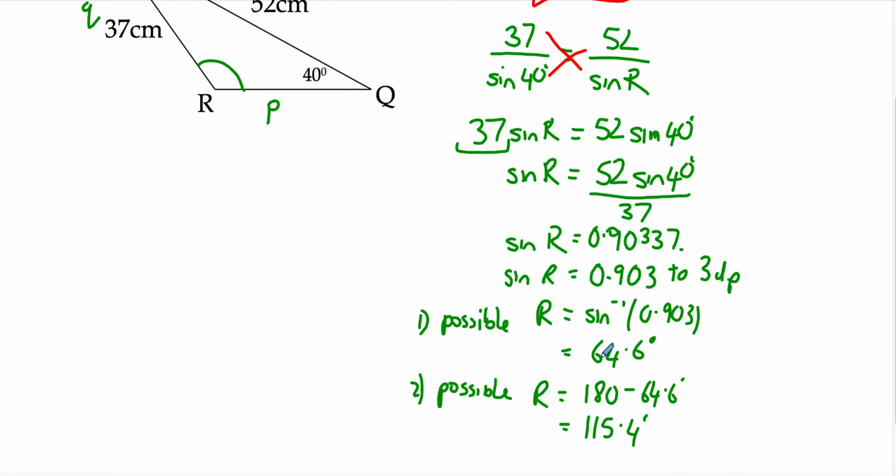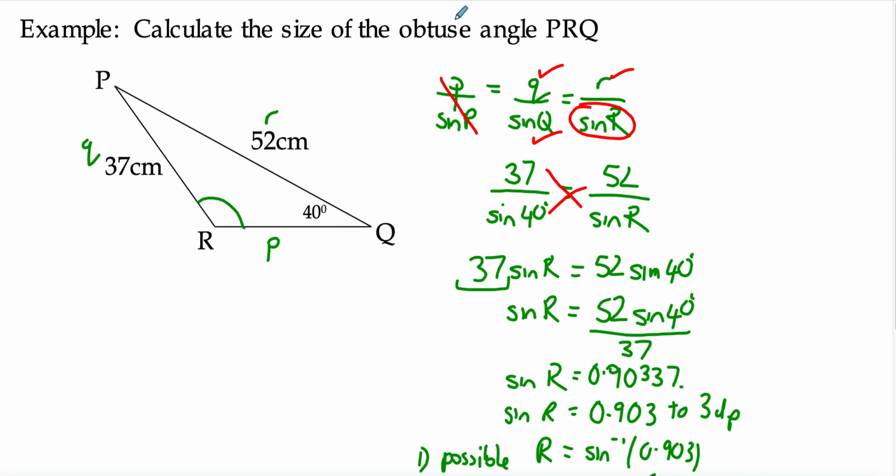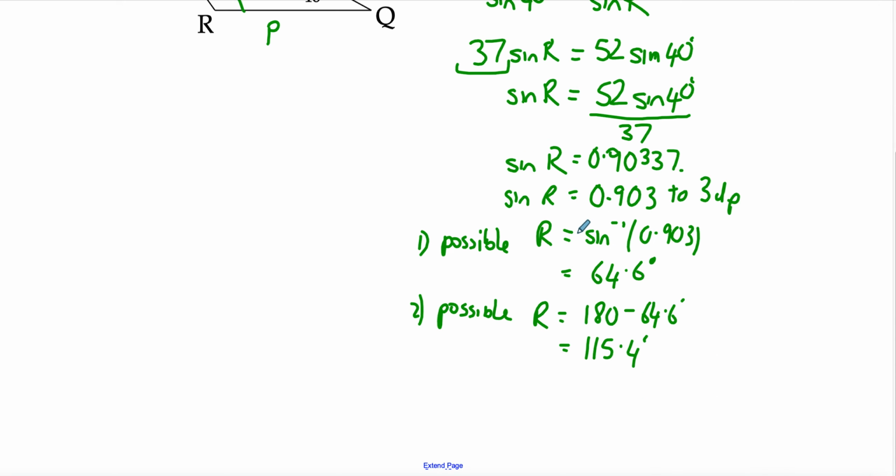We've got two possible angles. We've got an acute angle and we've got an obtuse angle. Well, clearly we're told in the original question that we want the angle PRQ to be obtuse. Therefore, we're going to choose the obtuse option, 115.4. So we can write down angle PRQ is equal to 115.4 degrees.